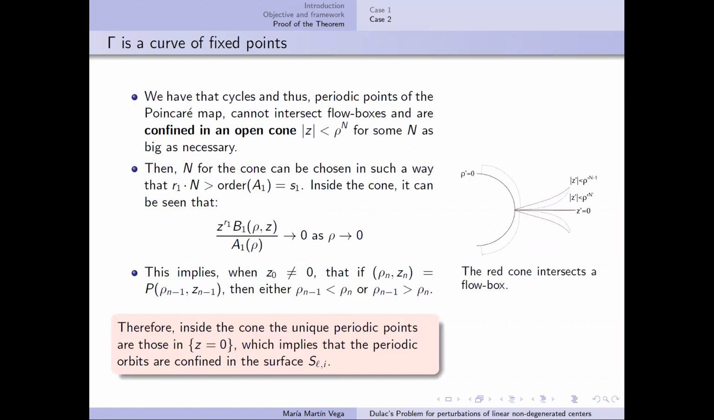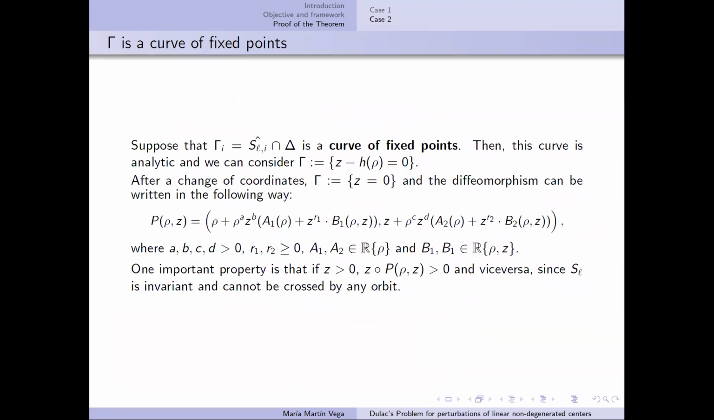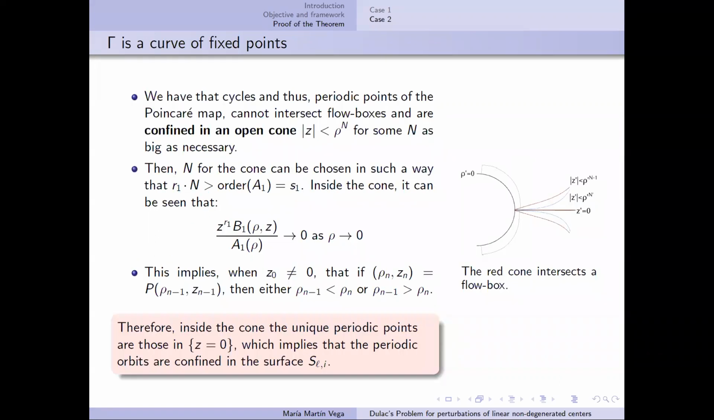Now, I explained that we can restrict our Poincare map to cones, because otherwise we cross a flow box and we're in a region that is not interesting. So after blowing ups, we can restrict this cone, this end here, to be as large as we want. Considering some n that fulfills this property, we can see that this fraction here goes to 0 when rho is going to 0. Well, it's just for this part of the diffeomorphism.